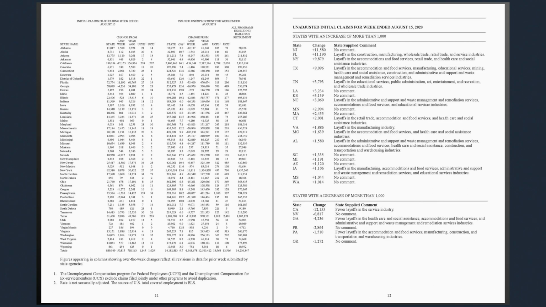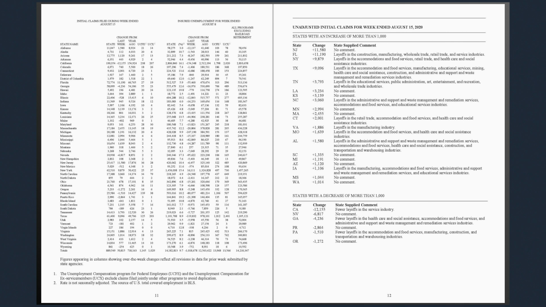Initial claims filed during week ended August 15. Totals 889,549. Insured unemployment for week ended August 8. Totals 14,182,813. Figures appearing in columns showing over the week changes reflect all revisions in data for prior week submitted by state agencies. 1. The Unemployment Compensation Program for Federal Employees (UCFE) and the Unemployment Compensation for Ex-Service Members (UCX) exclude claims filed jointly under other programs to avoid duplication.